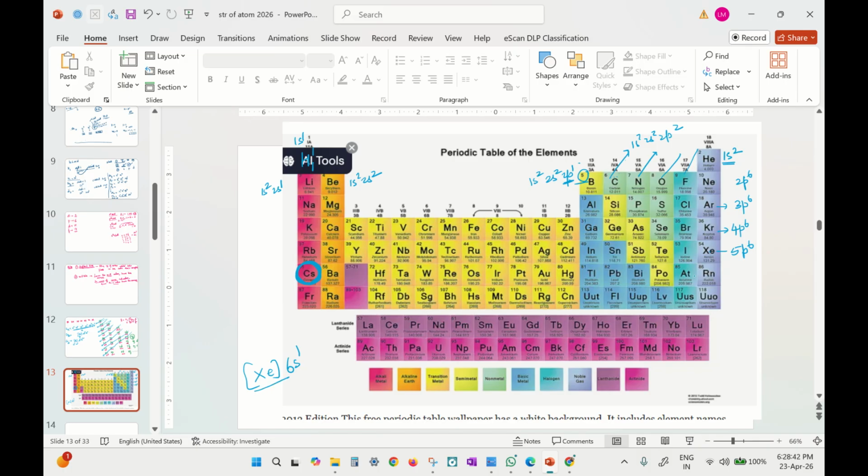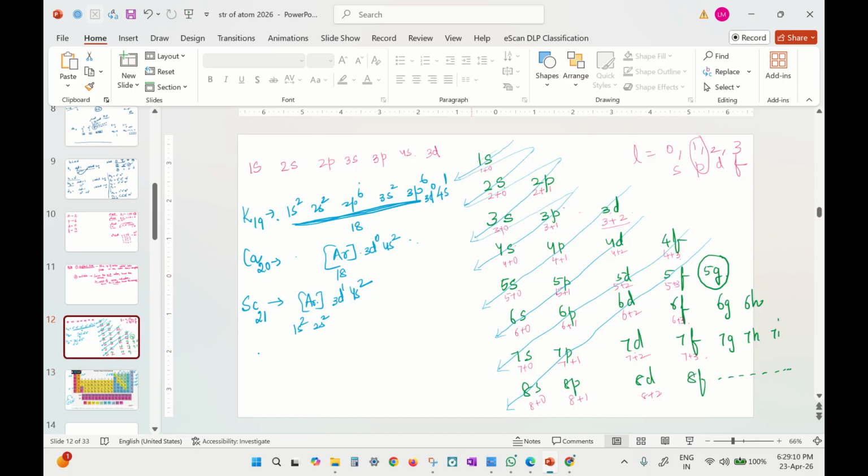So up to xenon, the electronic configuration will remain the same. After xenon, one more electron. Xenon's atomic number is 54 and cesium's atomic number is 55. So compared to xenon, cesium has only one extra electron. Imagine you are writing for atomic number 55. Let us write, shall we?